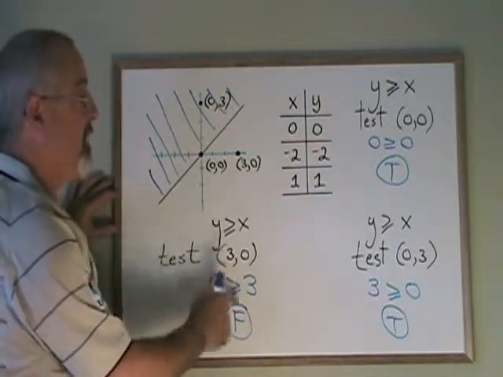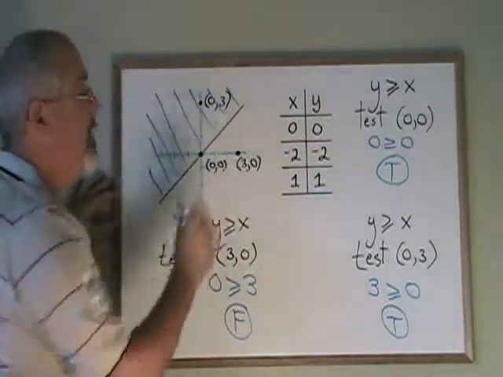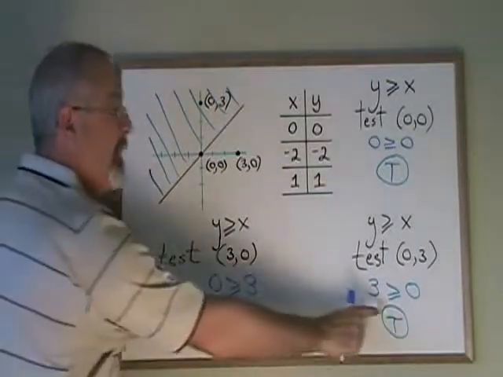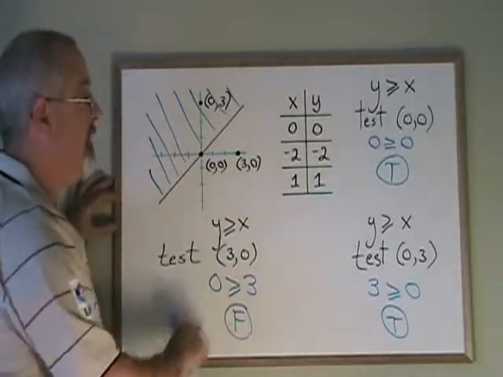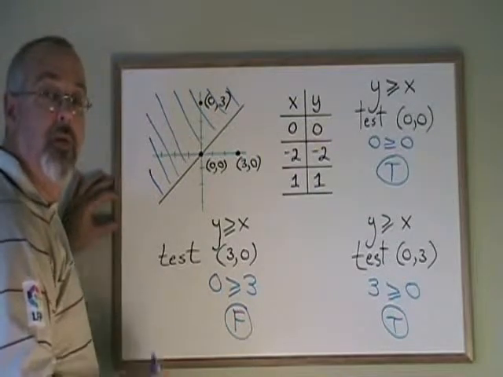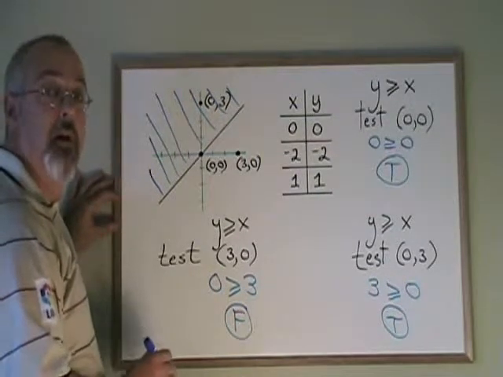Either of them is a good test point to use because they are points that are not on the line. You don't have to get a true result. A true or a false will do. Follow the rule. Always use a test point that is not on the line.